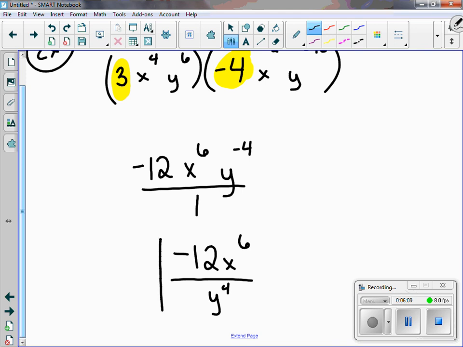Remember, when I flip that exponent, it changes it to a positive exponent.